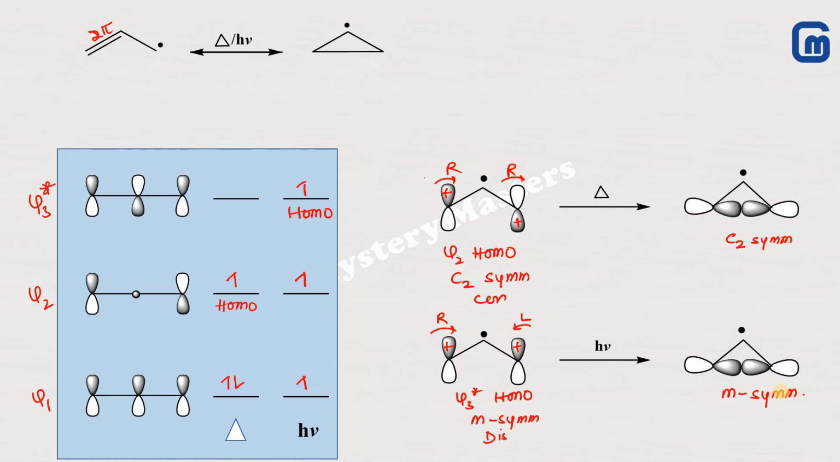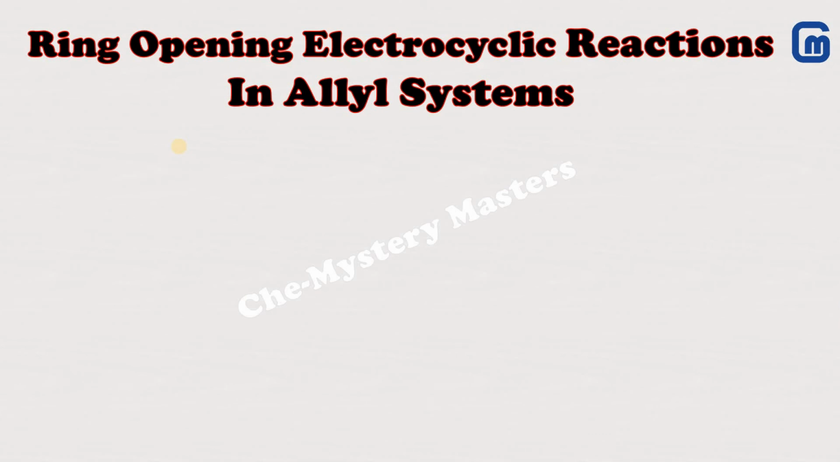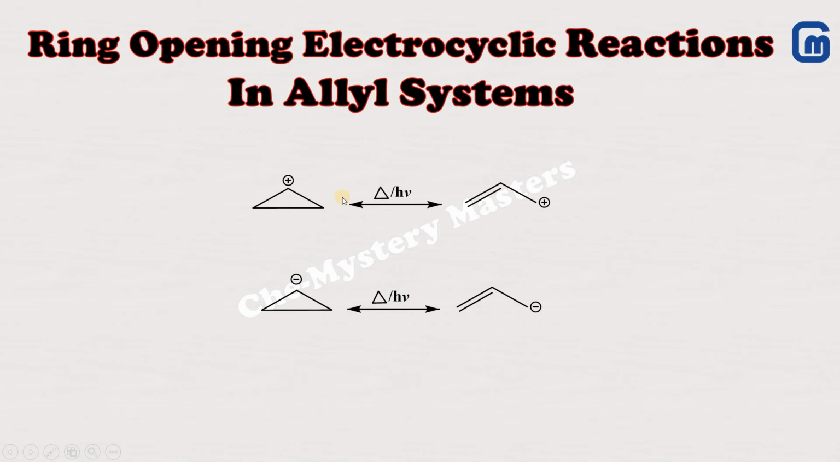respective product. Now we will take the example of a ring opening electrocyclic reaction in the allyl system. We already have said that we have 3 allyl systems. One is allyl cation, another is allyl anion, and the third is allyl radical. Previously we have seen how the cyclic structure can be obtained from these allyl systems. Now we will see how these cyclic structures can be opened to give the allyl systems.